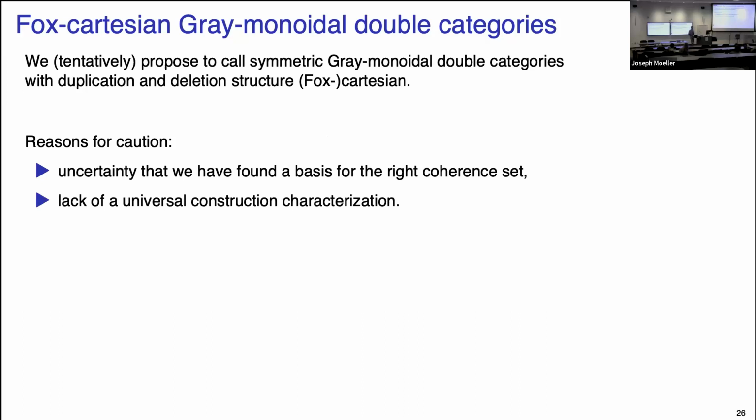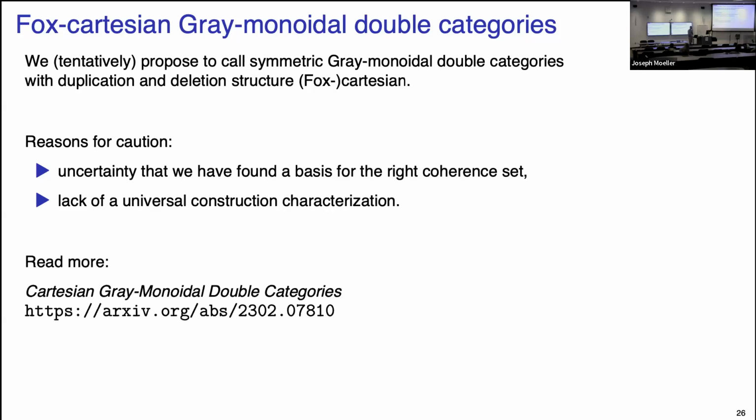So I think that there's still some investigation to do here. And what I would really like is, of course, to have a universal construction characterization to compare the algebraic characterization to make sure we're on the right track. Anyway, I'm out of time. If you're interested in this, you can have a look at this preprint on the archive, and I thank you for your attention.